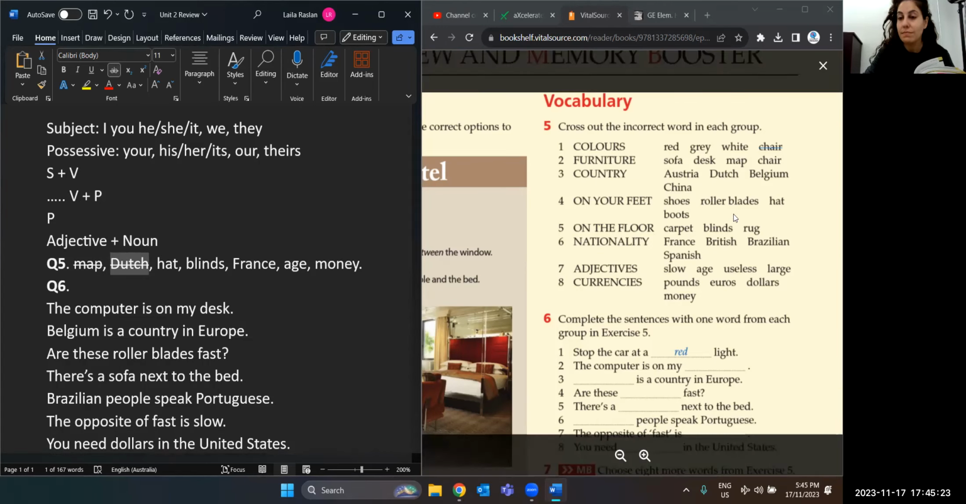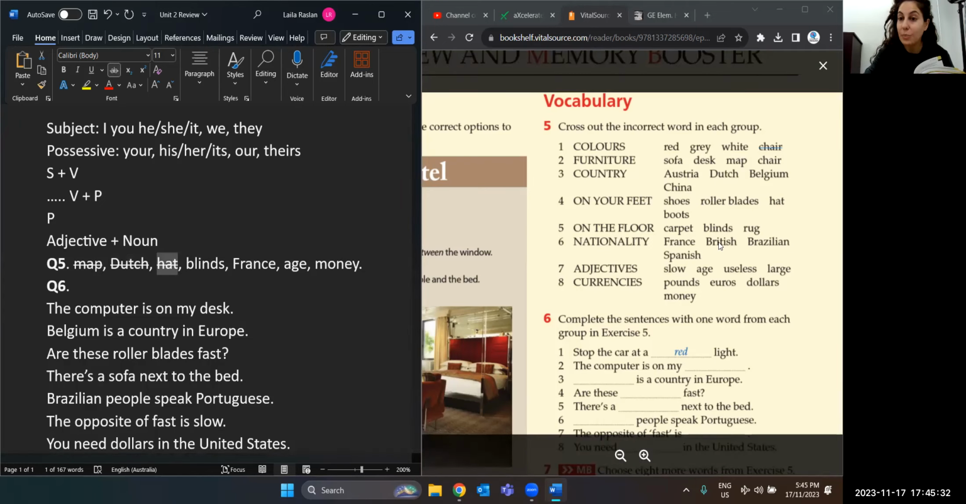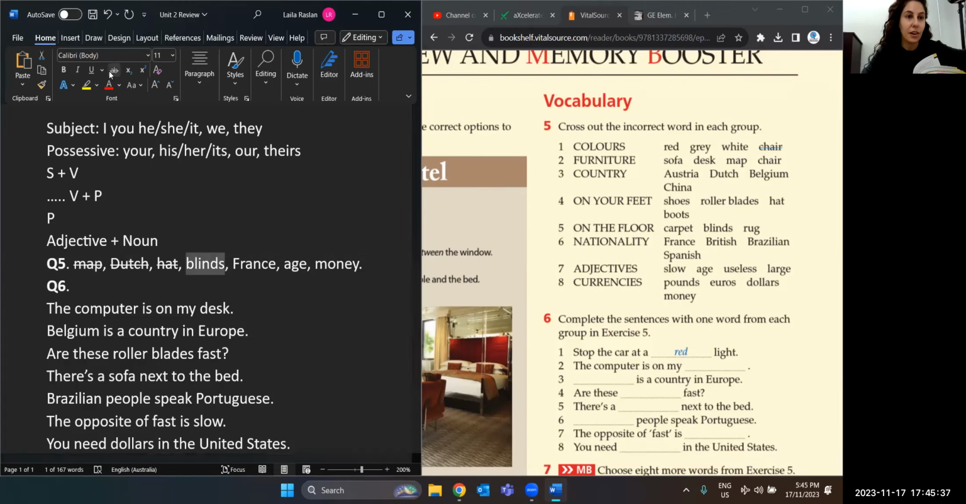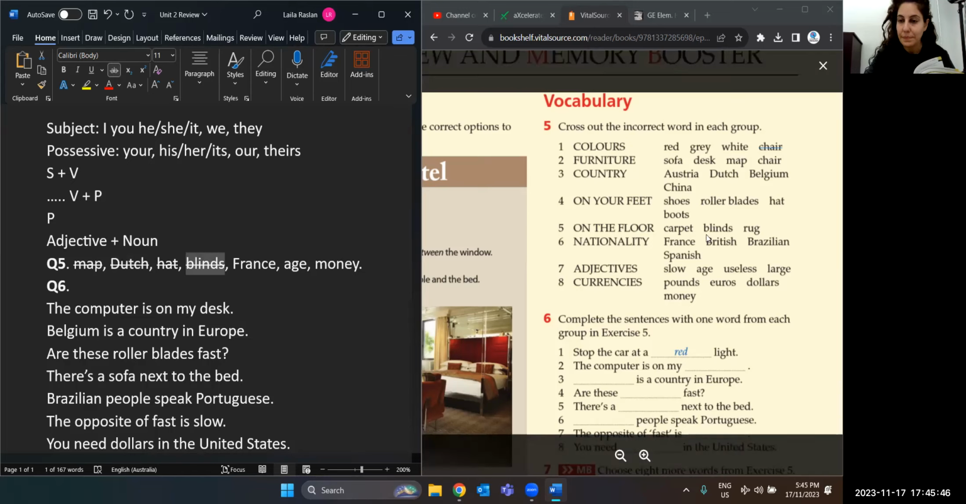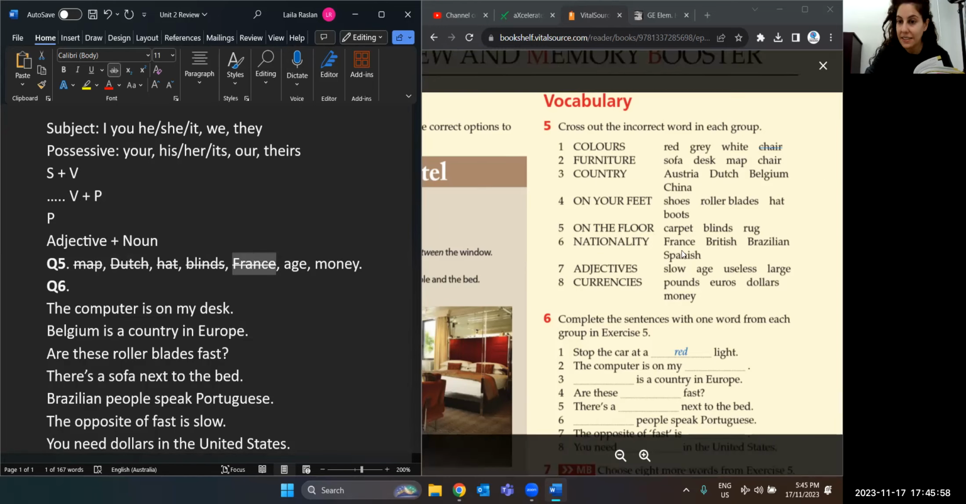On your feet, shoes. Yeah, rollerblades, they go on your shoe. Boots, yes. Hat. No, hat does not go on your feet. On the floor, carpet. Yes. Blinds. No. Blinds go in front of the windows to block off the sun, so you can't see outside. Nationality, France. Yeah. Sorry, that's a country. So no. So nationality, we have British, Brazilian, and Spanish. Spanish, that's a nationality. France is a country.